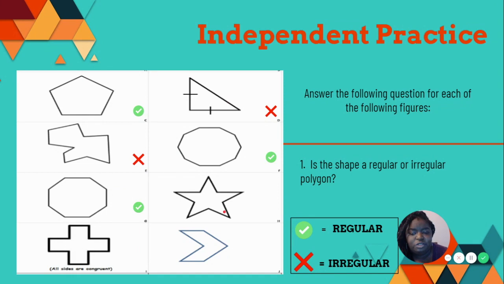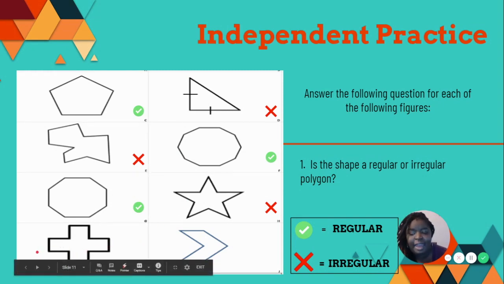Now we're going to move on to this star. Looking at this star, remember, regular means that all sides are congruent and all angles are congruent. So looking at this star, do I have all of my sides being the exact same? No, that makes it an irregular polygon.